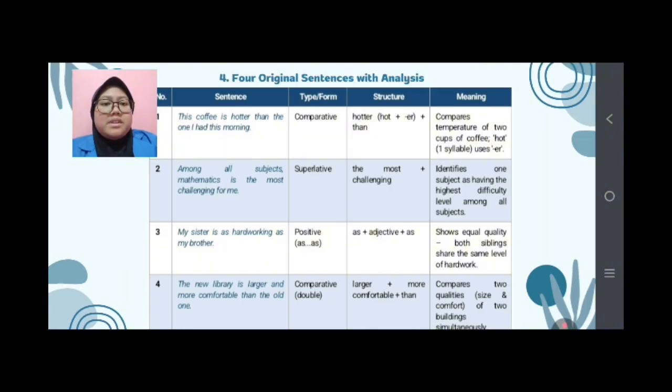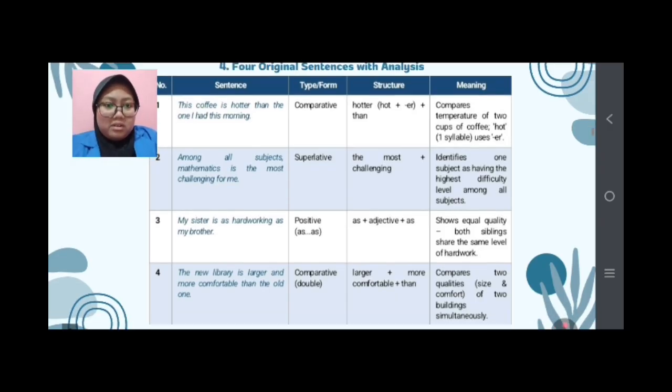Sentence 2. Among all subjects, mathematics is the most challenging for me. The type of form is superlative, the most plus challenging. Meaning: identifies one subject having the highest difficulty level among all the subjects. Sentence 3. My sister is as hardworking as my brother. The type of form is positive, as... as. As plus adjective plus as shows equal quality. Both siblings share the same level of diligence.